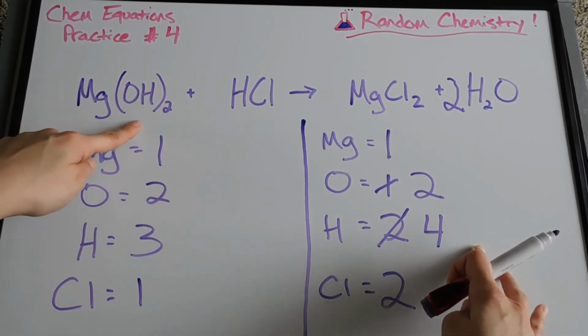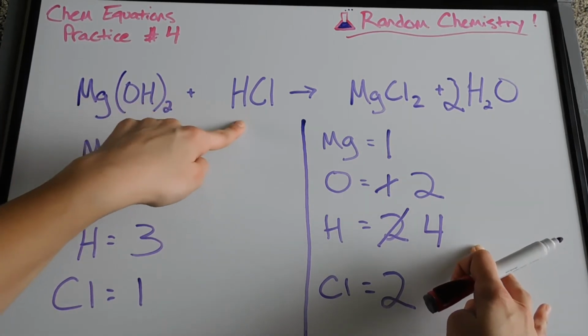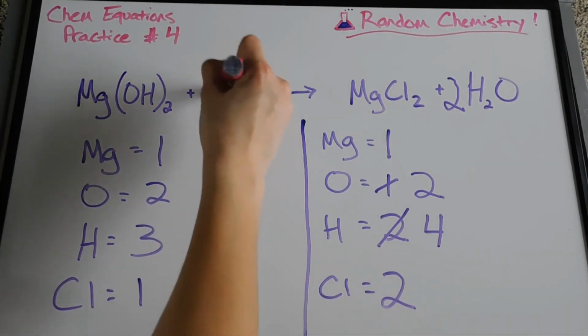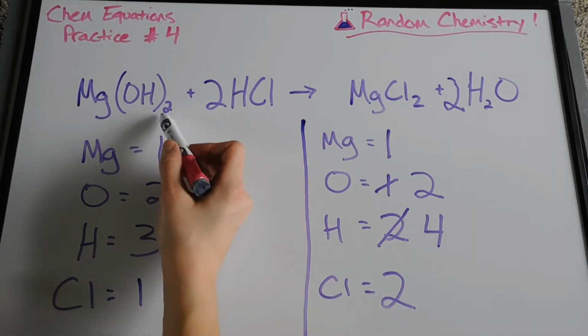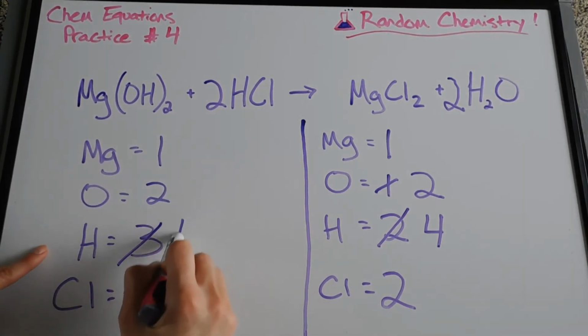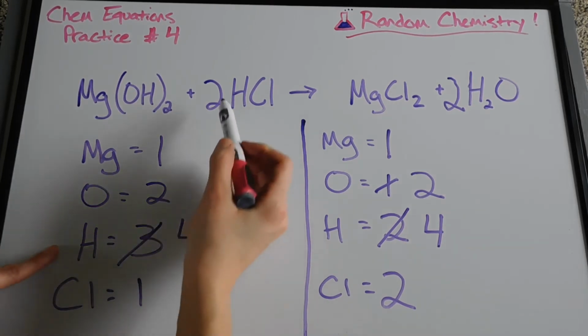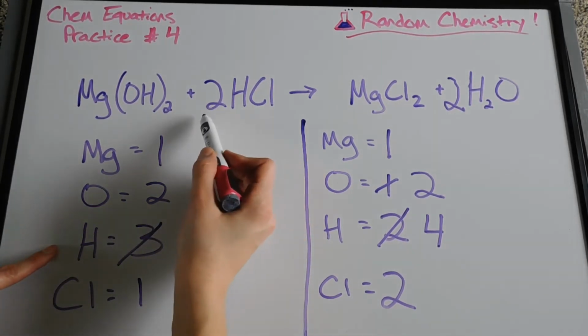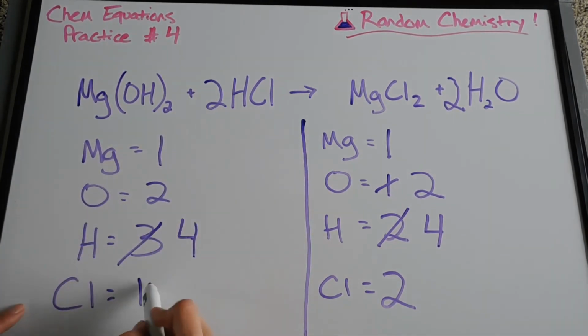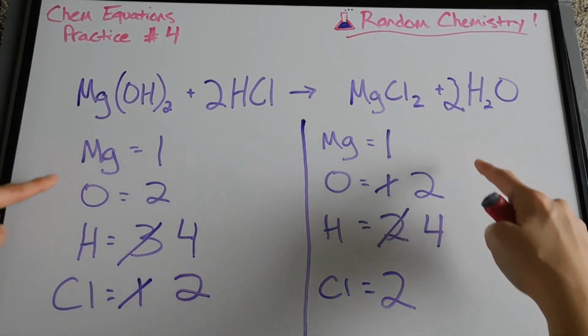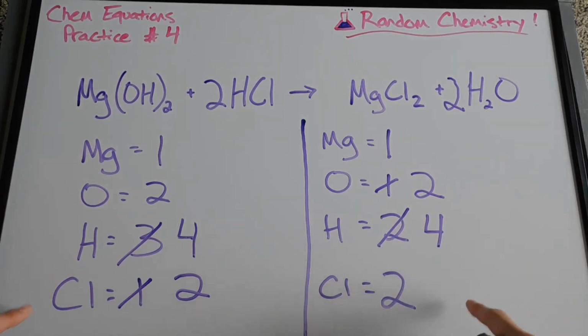And what I can do is I can put a coefficient of 2 here. So that's going to give me 2 times 1 is 2, plus the additional 2 I have here, so now I have 4. So that balances my hydrogen, and I have to remember to multiply the coefficient by everything in the formula, so 2 times 1 is now 2. So now my chloride is 2, and it happens to balance. So we have 1, 2, 4, and 2.